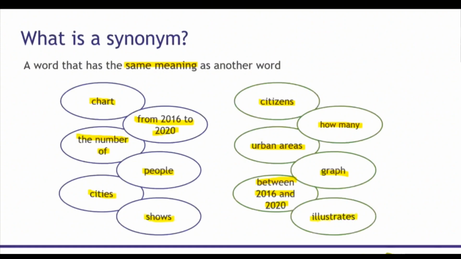Now, often when we get the graphic or the map in IELTS Academic Writing Task 1, it will say the graph shows, and we need to be able to use a different word in its place. So the graph shows or illustrates or provides information about. We can use all of those as synonyms. That's a really good thing to do.